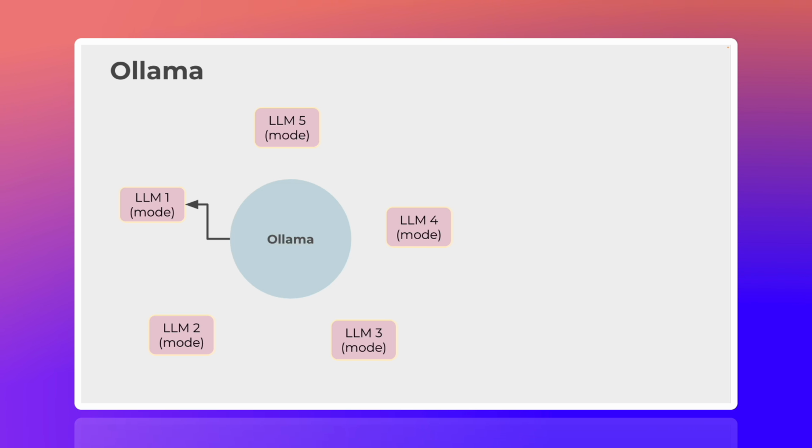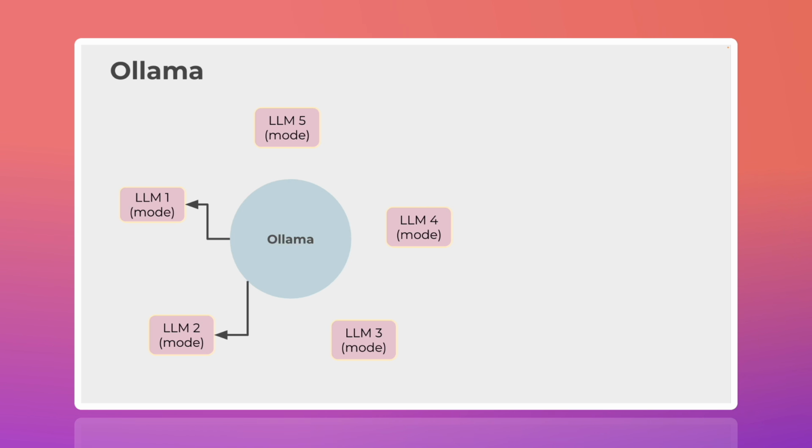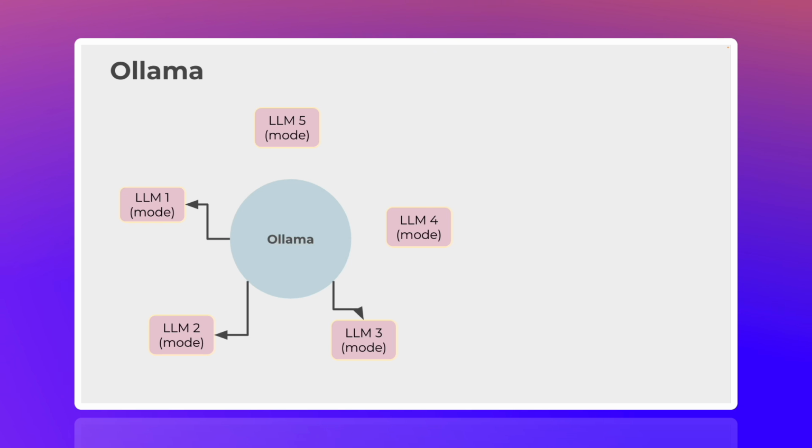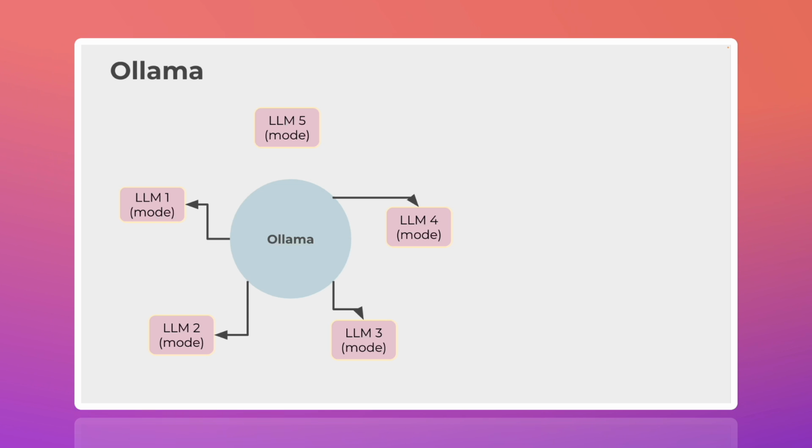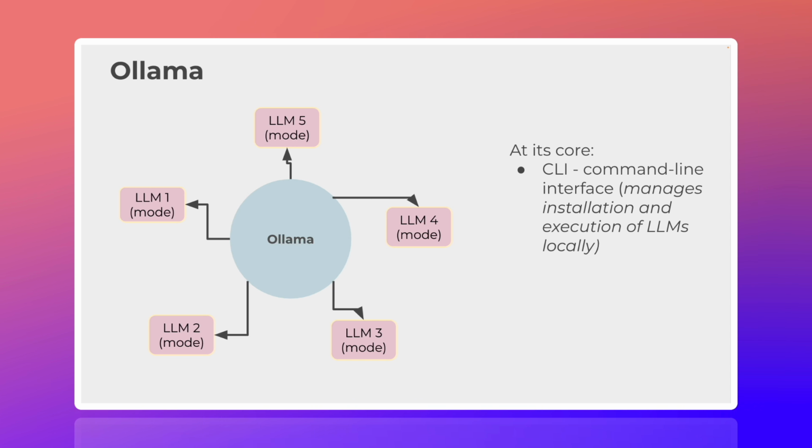So the idea is that Ollama sits at the center and allows us developers to pick different large language models depending on the situation, depending on what we want to do. At its core, Ollama uses what we call the CLI, which is Command Line Interface. What this does is it manages all the things in the back end, so the installation and also the execution of different models. But all of that, again, keep in mind, is all local.